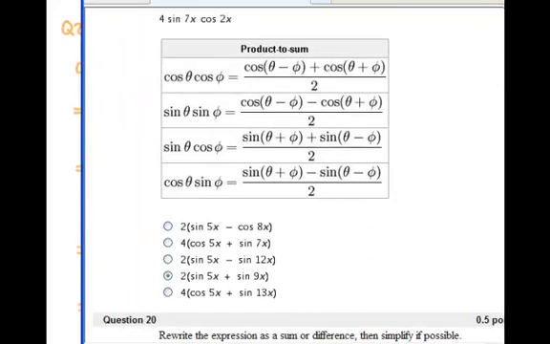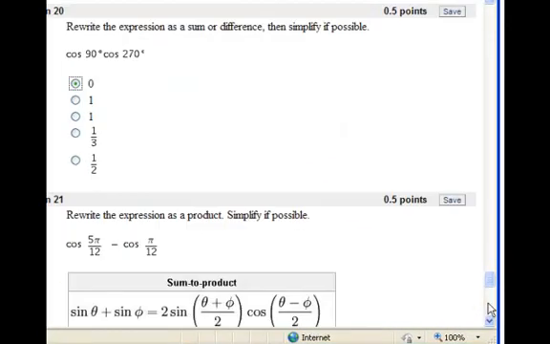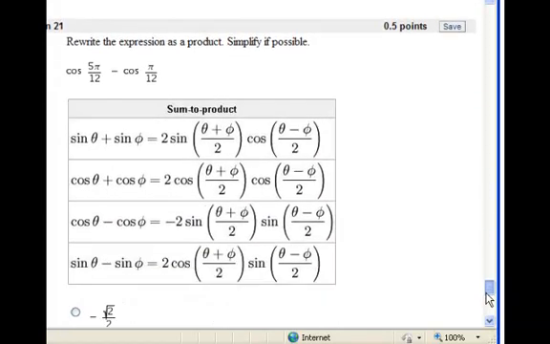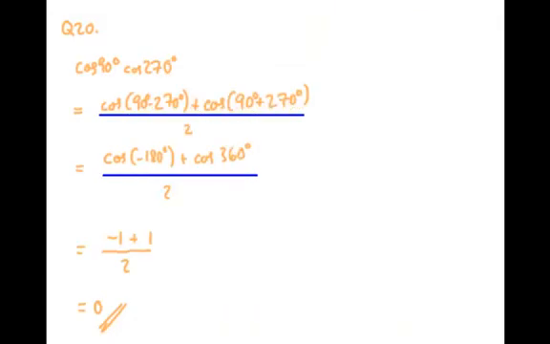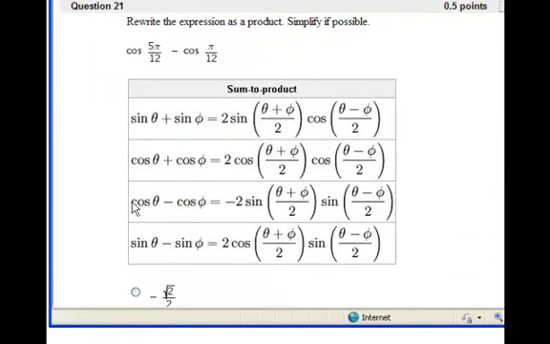And the last problem, number 21, I'm supposed to figure this one out with a sum to product formula. So this one is going to be cosine 5 pi over 12 minus cosine pi over 12. And for that one, I have to use this one here, and so I'm going to use that and just plug everything in.